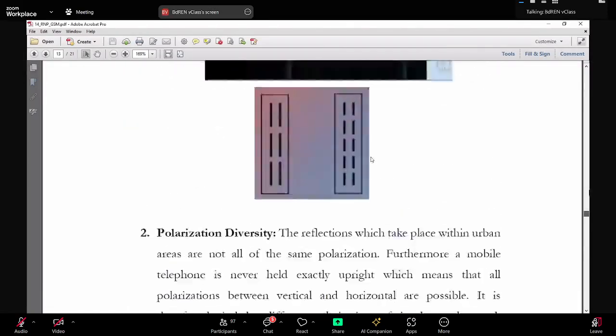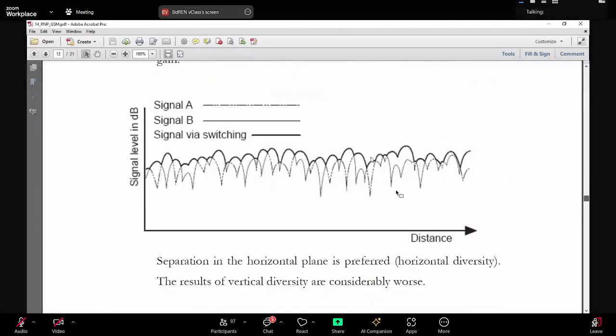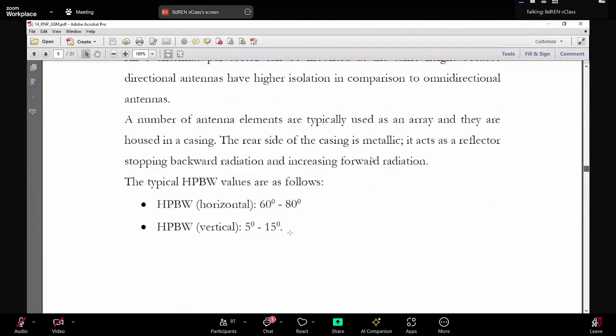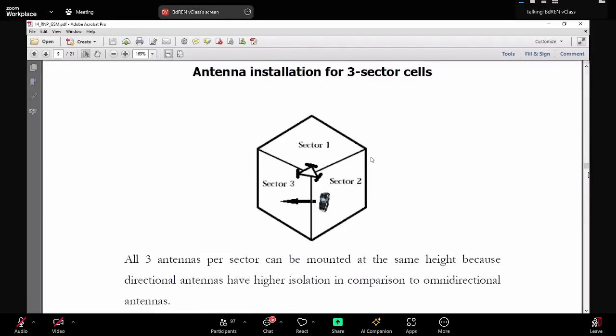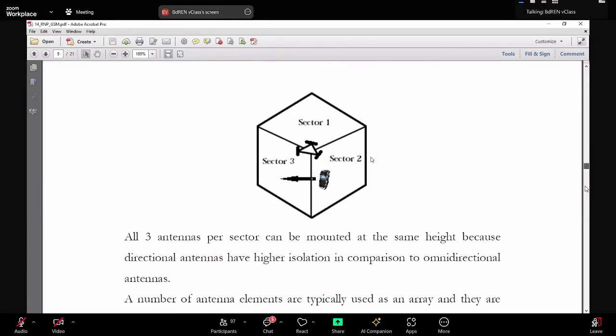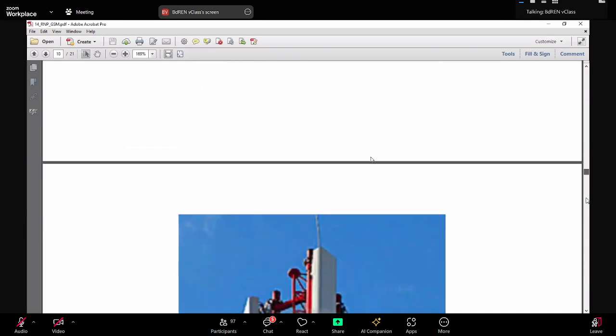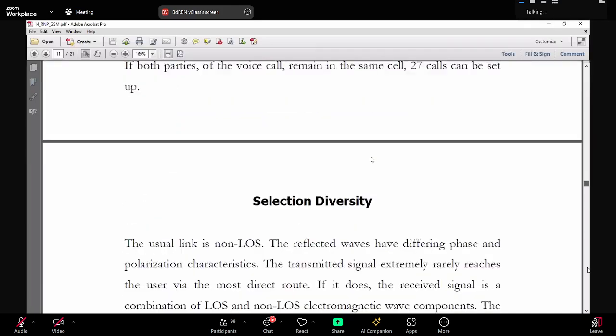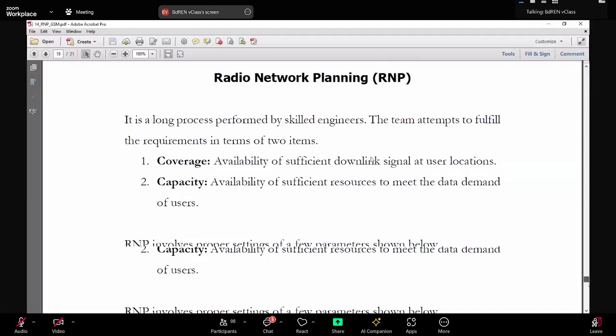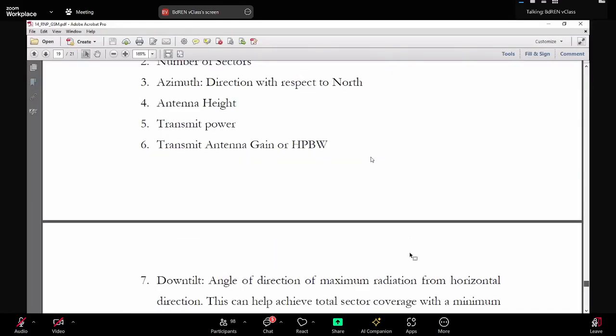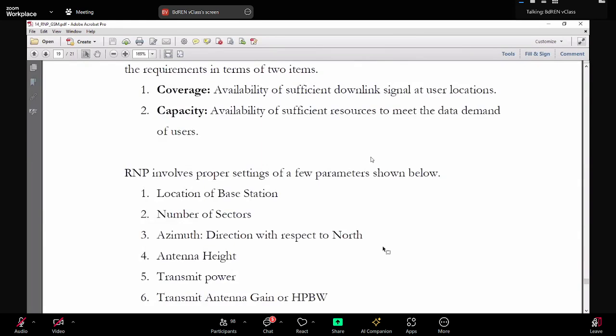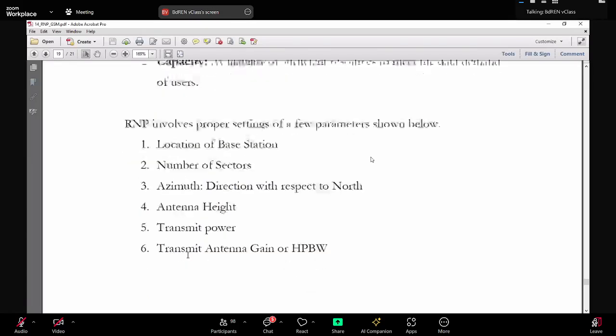Here we showed just 180 degrees apart, but in reality, from north, when you give the angle, how many degrees it is, then it's called azimuth. Antenna height can be, say, typically from 20 meters to 30 meters.